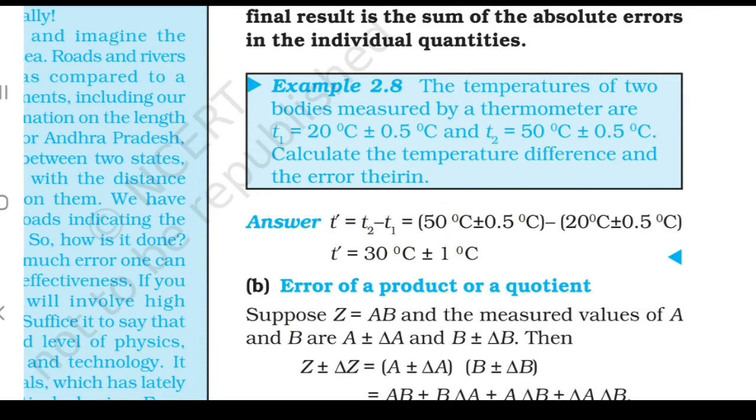Now we will discuss example 2.8. The temperatures of two bodies measured by a thermometer are T1 equal to 20 degrees Celsius plus or minus 0.5 degrees Celsius and T2 equal to 50 degrees Celsius plus or minus 0.5 degrees Celsius. Calculate the temperature difference and the error therein.